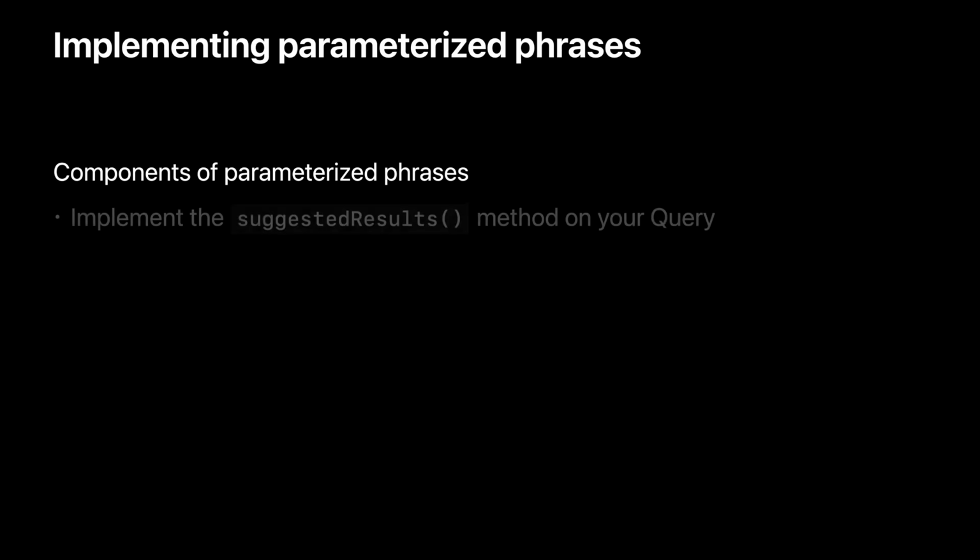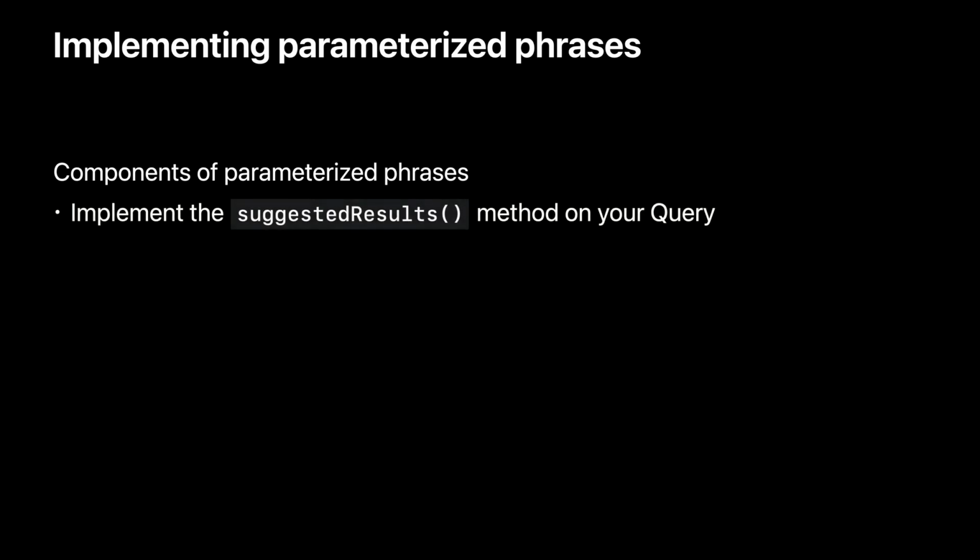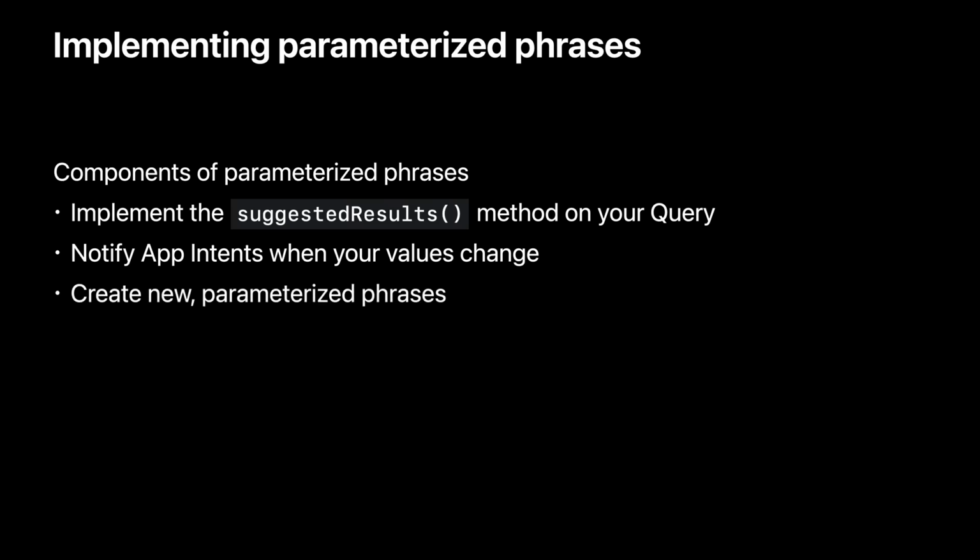To implement parameterized phrases in my app, I need to make a few changes. First, I'll update the query for my session entity to implement the suggested results method to return the list of entities from my parameterized shortcut. Second, I'll need to notify the AppIntents framework when the list of available session entities has changed. This allows the AppIntents framework to create new shortcut phrases for use in Siri. I'll do this by updating my app's model layer to notify the AppIntents framework whenever my session list changes. Finally, I'll add some new phrases to my app shortcut that reference the session parameter on my start meditation intent.